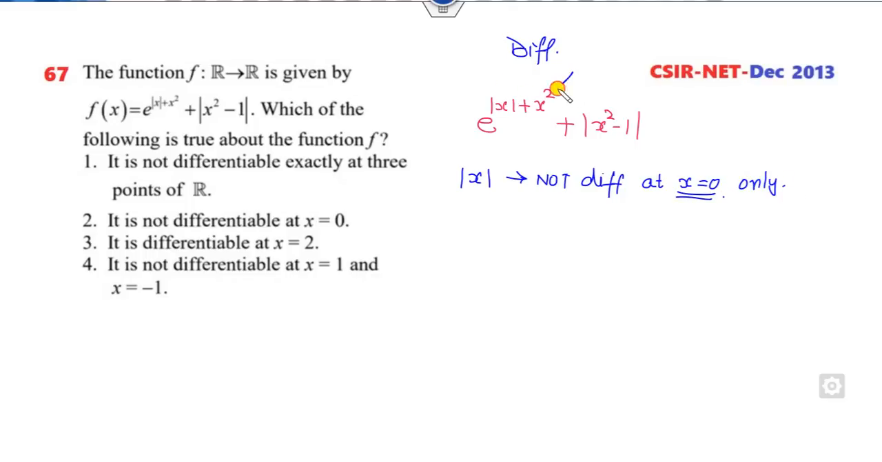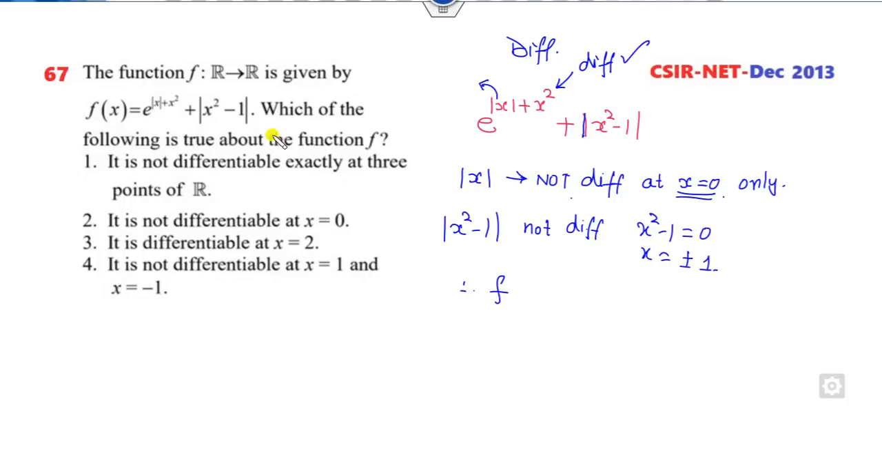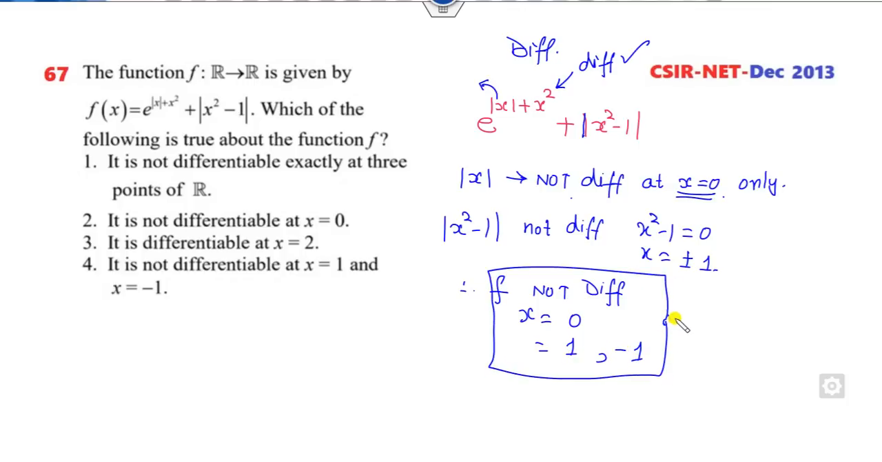Now look at that. This is x square, which is differentiable everywhere. This is not differentiable. So mod x is not differentiable at x is equal to 0. This is also a mod. So x square minus 1 is not differentiable when x square minus 1 is 0, that is x is plus minus 1. So it means this function f is not differentiable at x is 0, at x is 1 and x is minus 1.